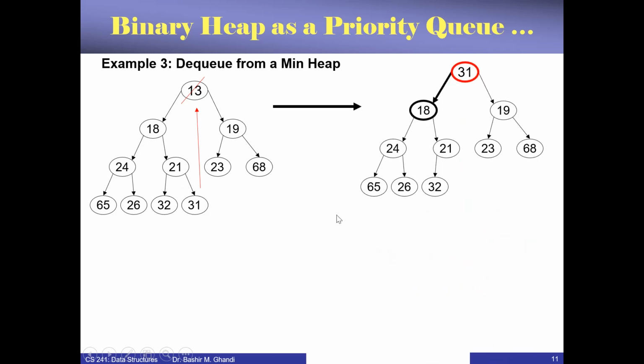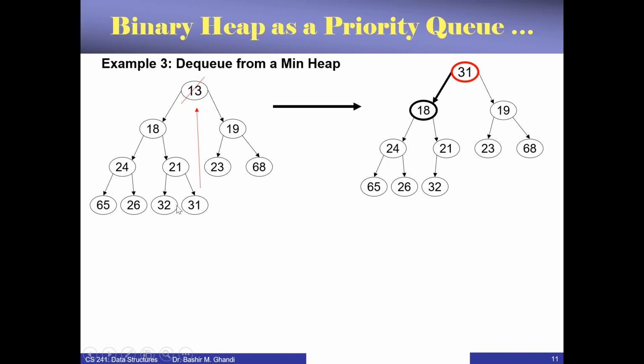So initially this is what you have. See, 31 has been deleted. It is now in the root. Obviously putting 31 here, which was at the bottom, has violated the min heap property. Now 31 is not less than its two children, so we have to restore the order. To restore the order, we will compare 31 against its two children and swap it with the smaller of the two.